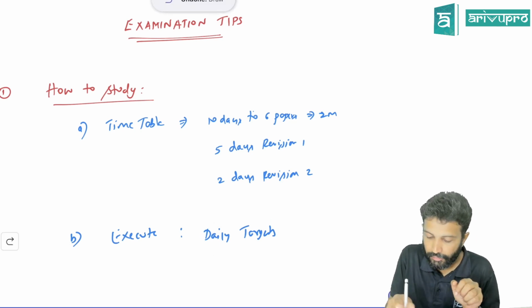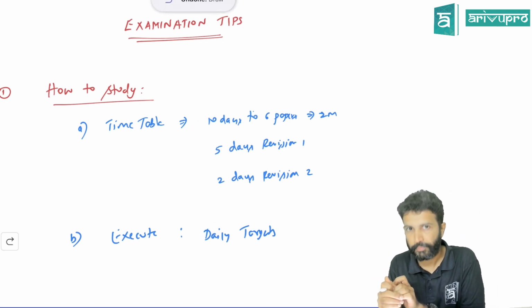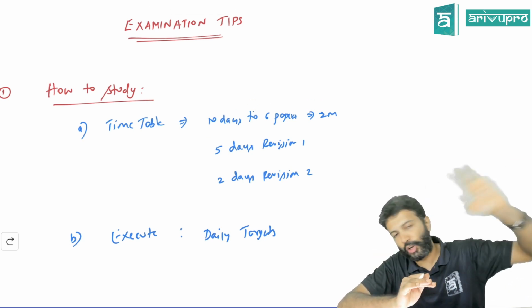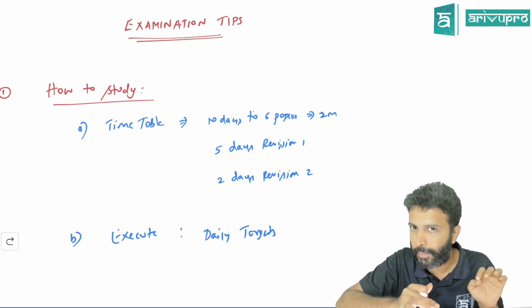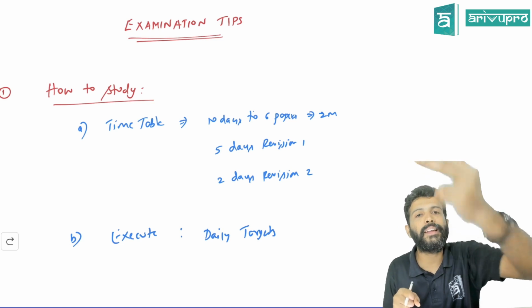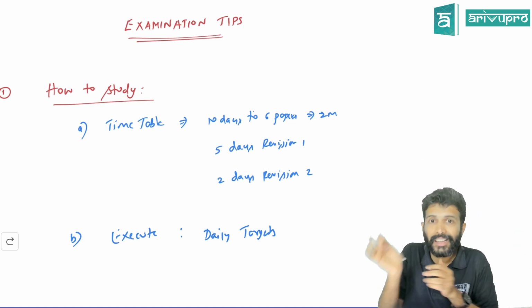Like this. Let's say I have about 20 topics to be completed. Let's say we have more topics in FR, ignore that for the time being. Let's say we have 20 topics to be completed within 10 days. That means what? Daily I have to complete 2 topics. So like that, you need to drill it down.